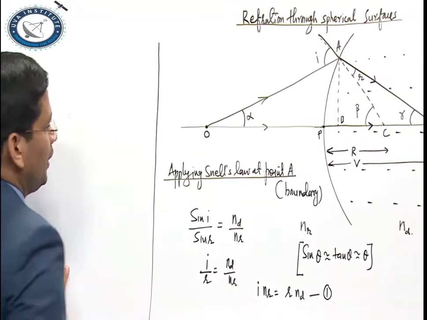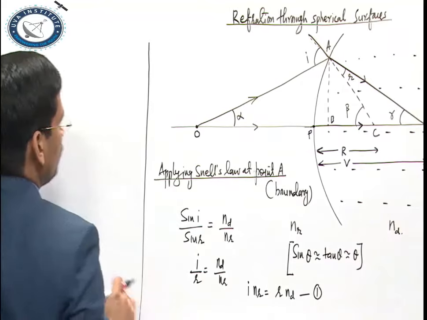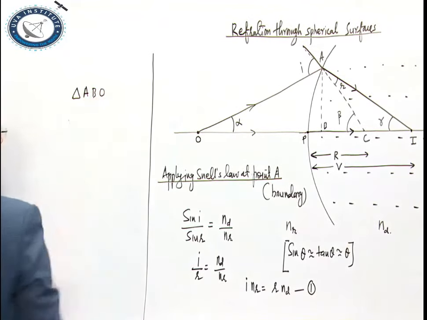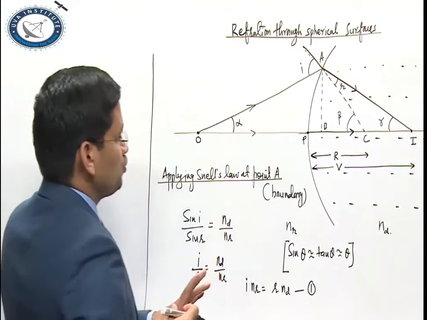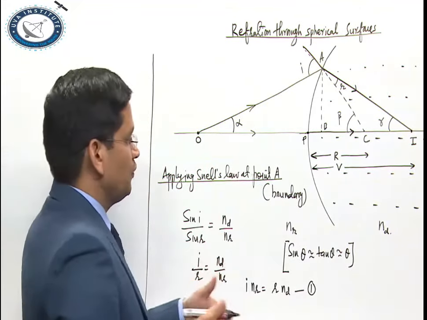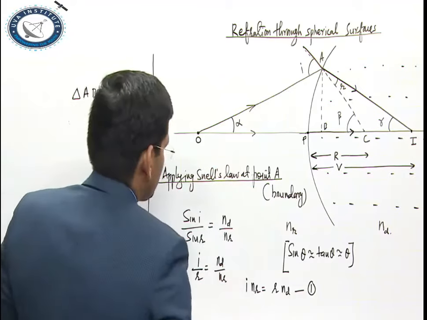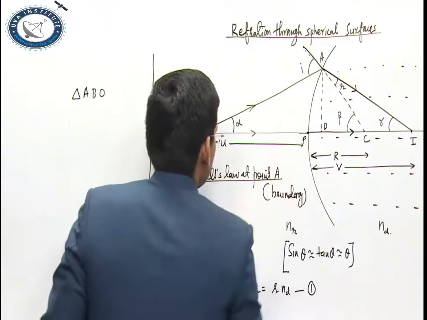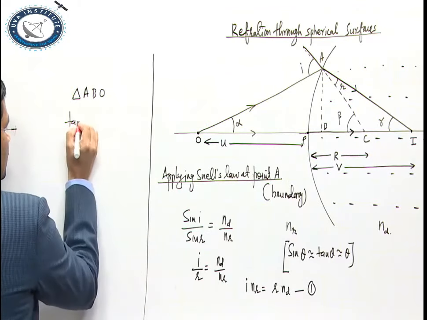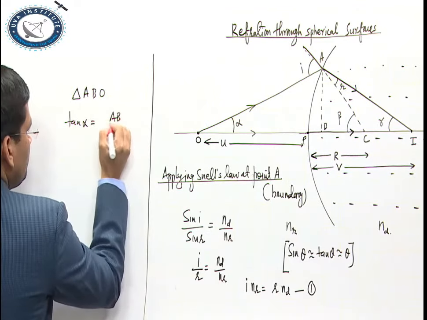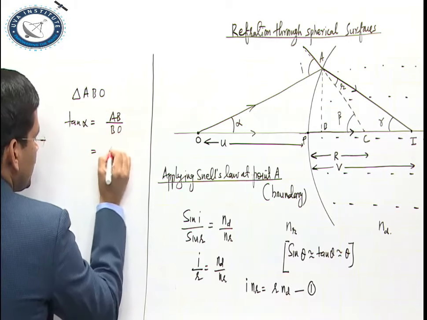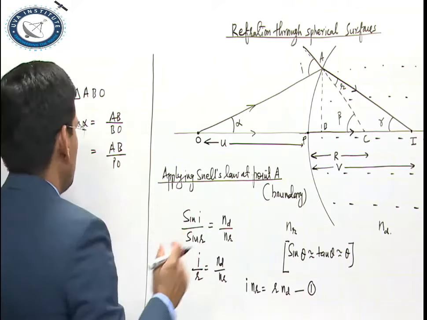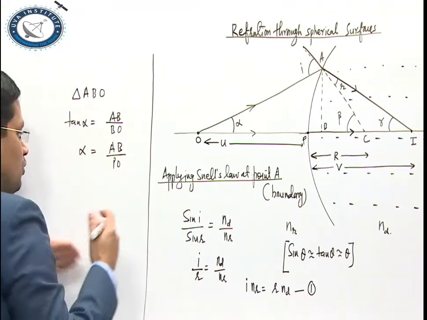Now you can take triangle ABO. In triangle ABO we assume that P and B are coinciding, because later on we will find out the relation between u and v. So this distance is u. From this we will write tan alpha is equal to AB by BO, and this can be written as AB by PO, assuming that B and P are coinciding. Let's say this is alpha, because all the angles are very small.